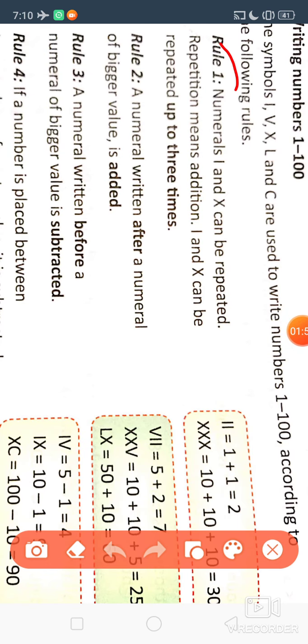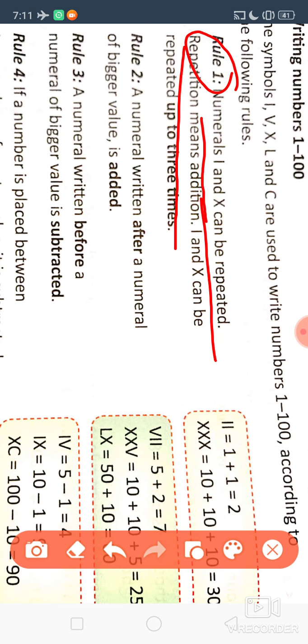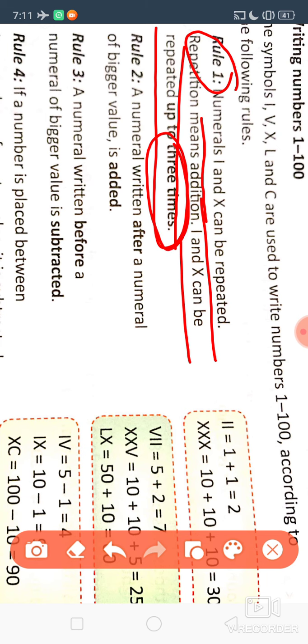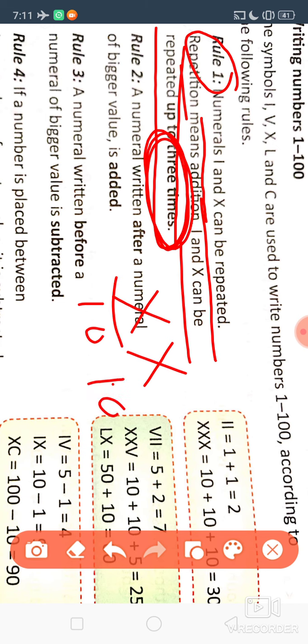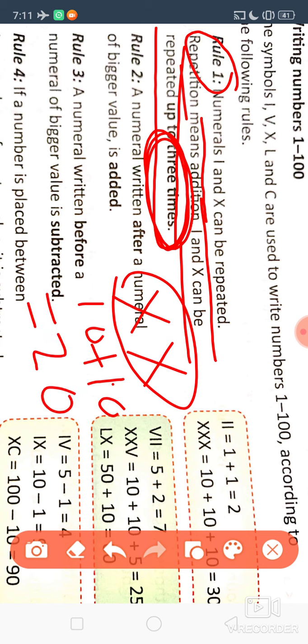Now look here. Rule number 1. Numerals I and X can be repeated. Repetition means addition. I and X can be repeated up to 3 times. This is very important. It can be repeated up to 3 times only. And repetition means addition. Suppose X is written 2 times. X means how much? 10. Again X means 10. So if it is written 2 times, then 10 plus 10 we are getting 20.